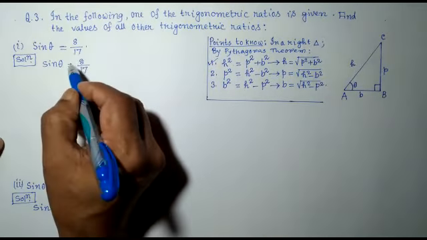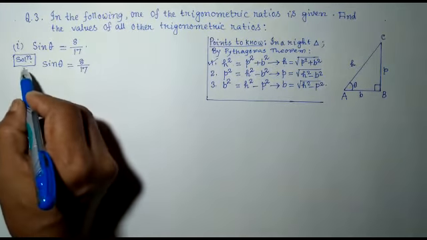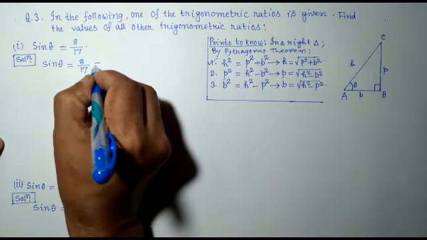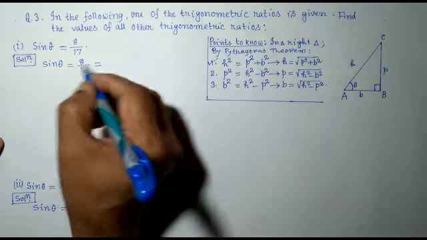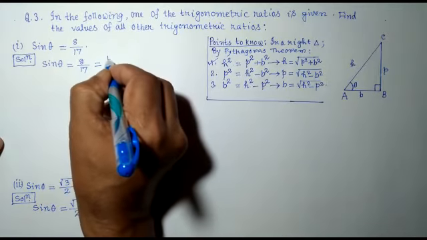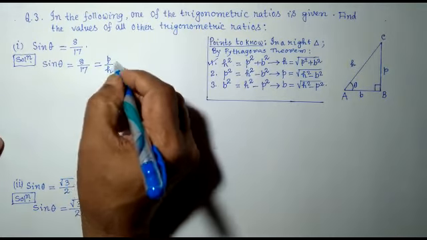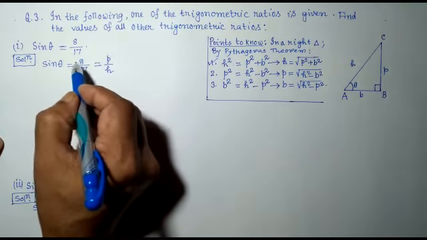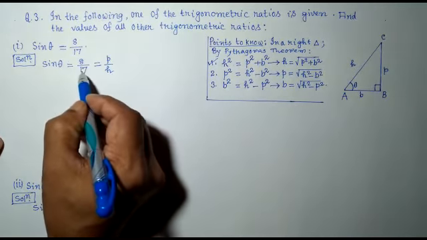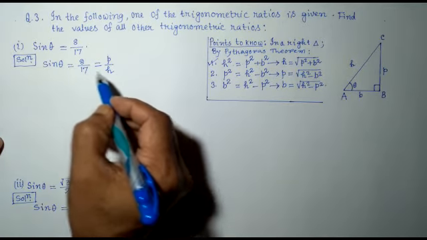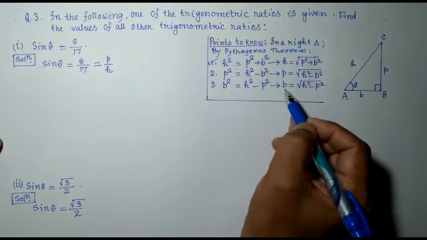Sin theta is equal to 8 by 17. So in this solution, sin theta is equal to 8 by 17. Let us write the formula for sin theta. Remember the formula, perpendicular by hypotenuse. We can write it here. So we can say perpendicular is 8 and hypotenuse is 17. So we have to find what? Base. This formula we have to use.